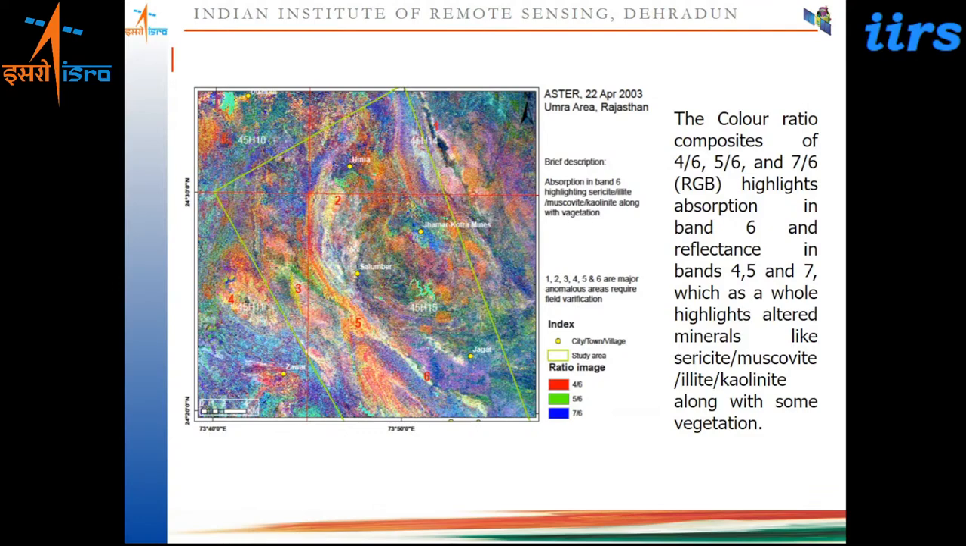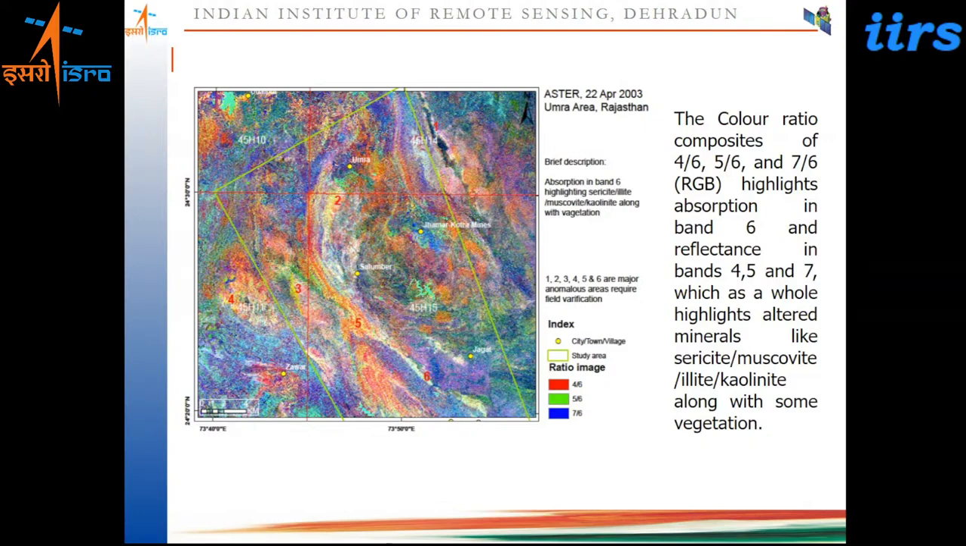We want to understand more about the clays present in that area, and the clays show absorption at band number 6 of the ASTER data. So our 4/6, 5/6 and 7/6 are basically highlighting the clays, but the 4, 5 and 7 are different minerals, like kaolinite, muscovite, and illite, which show high reflectance for the respective minerals.